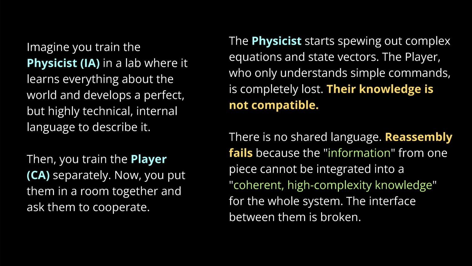So guess what? They do not share a common language. They do not share a communication protocol. And the reassembling fails because the information from one piece of the agentic system cannot be integrated into a coherent, high complexity knowledge for the whole system. So the interface between them is broken.